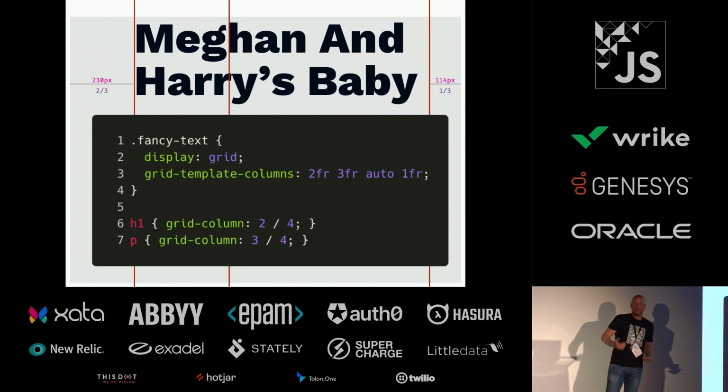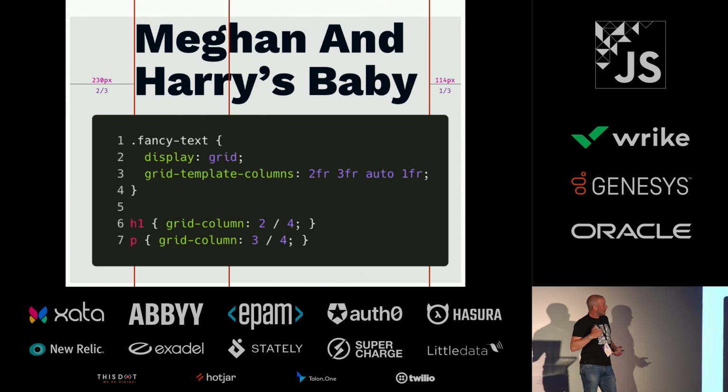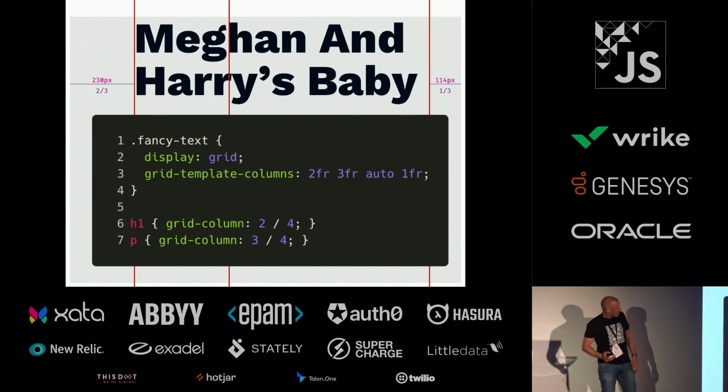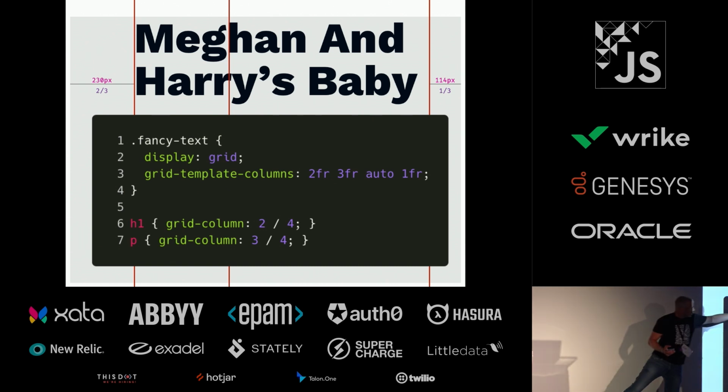And then we have to place our text onto the grid. So for the headline, we start with grid column 2 / 4. 2 is because the first line would be over here. And it ends at the 4th line. And the paragraph also starts at the 3rd and ends over there at the 4th.